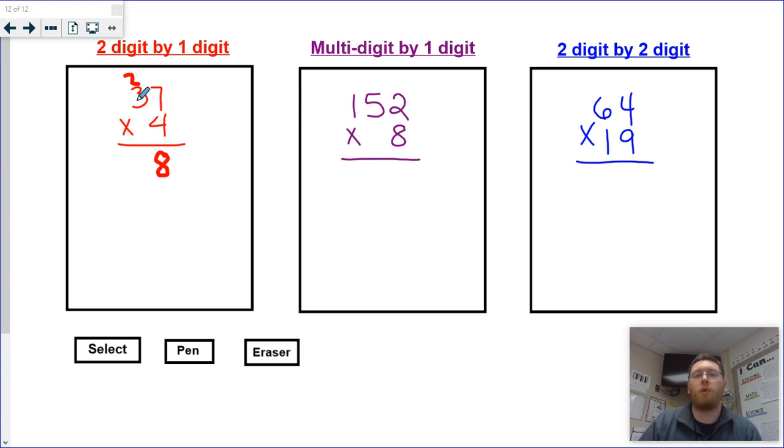4 times 3 is 12. Add 2 more, that's 14. And I just bring that 14 right on down, because there are no other numbers that I need to multiply by. So I don't need to put this 1 above anything else.